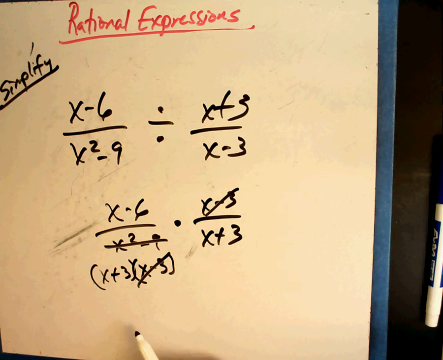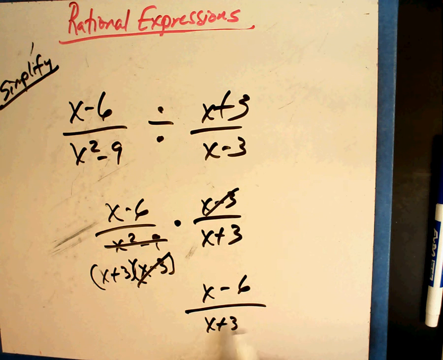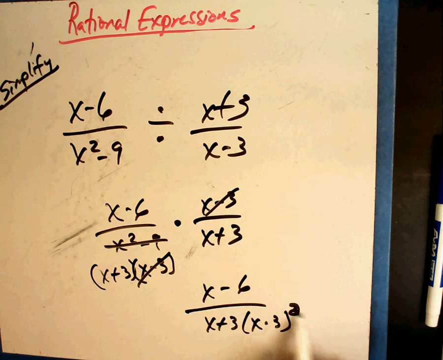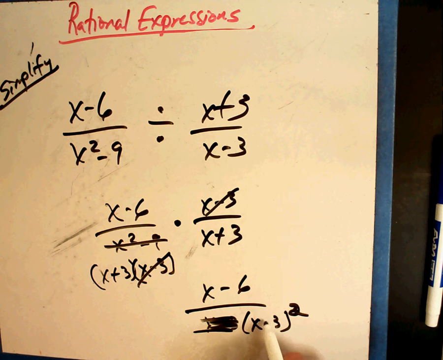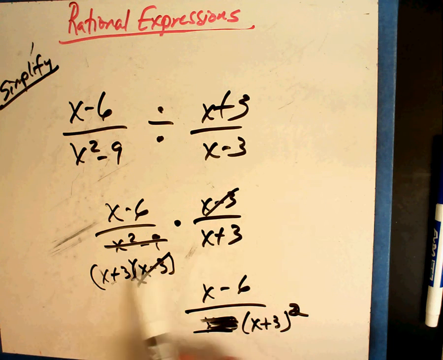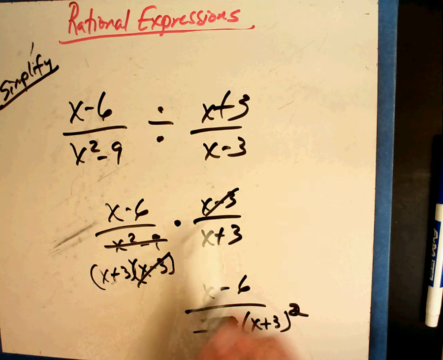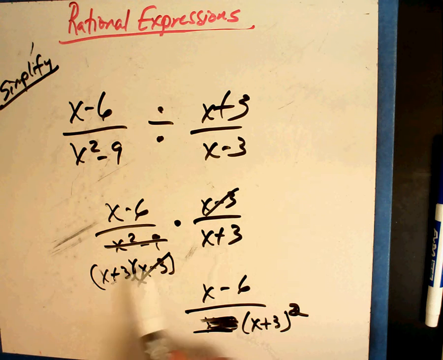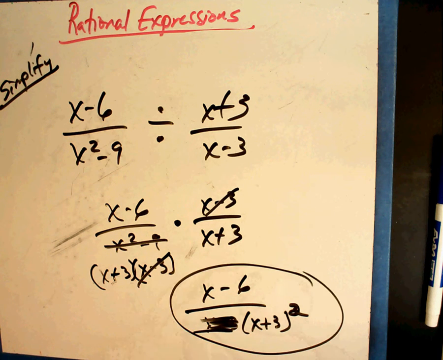And what do I have left? I have x minus 6, x plus 3, times x plus 3, which is the same as x plus 3 squared. So there's my answer. X minus 6 over x plus, this should be plus sign, plus 3 squared. Now I can't mark those two out because they're both in the same position. The only way I can mark something out is if it's on top and bottom, and those two were, but those are side by side, so it's x plus 3 squared. That's how I simplify that down.